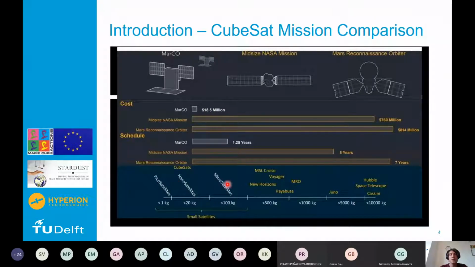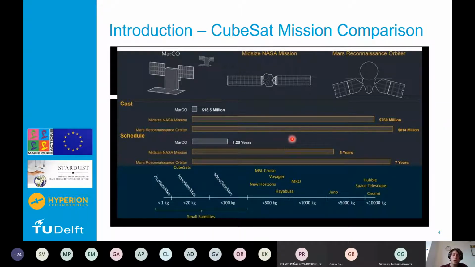The reason why CubeSats are so interesting in the last years is basically the cost. As you can see in this slide, the MarCO CubeSat cost was around $18 million, which compared to a NASA mid-size mission, which is around $800 million, is really low. But of course, associated with a reduction in cost, we can see also a reduction in the lifetime of the spacecraft. And as you can imagine, also in the scientific return that can be achieved with this kind of CubeSat.